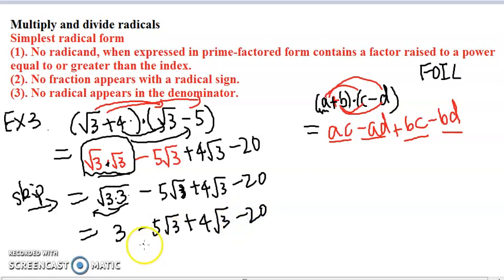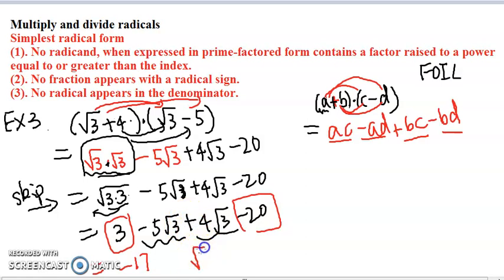So the next step, we combine like terms. These two are like terms because they both have square root of 3. Square root of 3 matches with square root of 3. And these two numbers, 3 and minus 20, are numbers, so we can also combine them. So we can do 3 minus 20, that's negative 17. Negative 5 radical 3 plus 4 radical 3: for addition and subtraction, we keep the radical and we add or subtract the numbers in front of them. So we're just adding negative 5 plus 4.